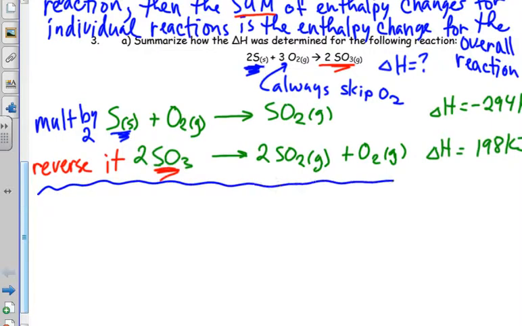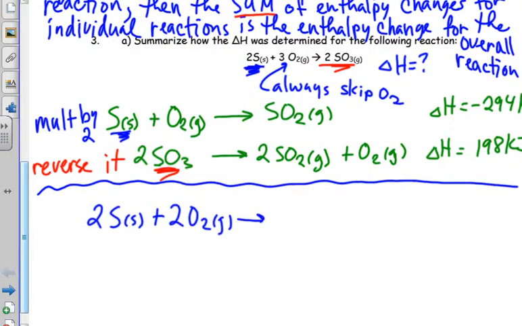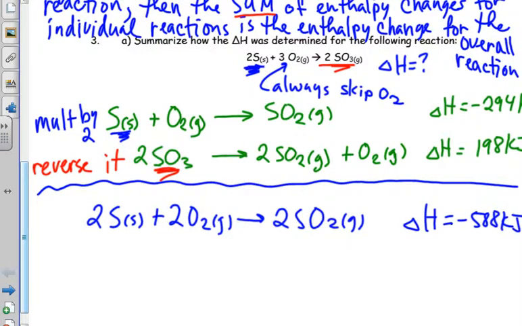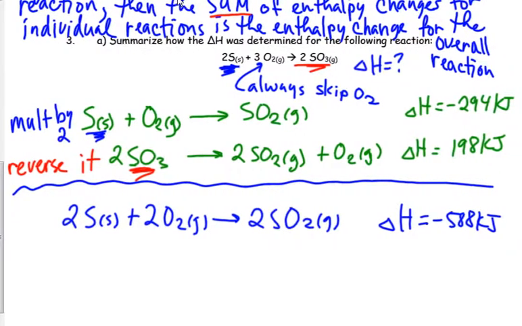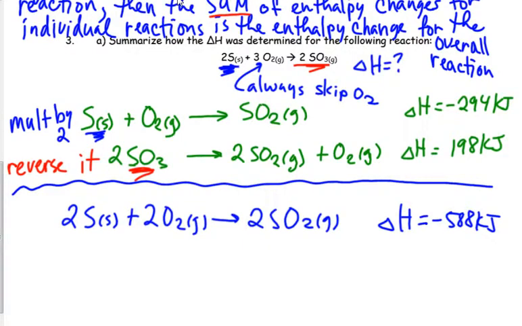So applying those two operations will leave me with the following. My first equation multiplied by 2, so I'll have 2S plus 2O2 yielding 2SO2. And my enthalpy, I also have to double that. So I'll get negative 588 kilojoules. I'm just going to move this viewer over here because I see that I'm off. There we go. And the second equation, reverse it. So what was a product? I'll try to line up the arrows here. It's usually a good idea to do that.